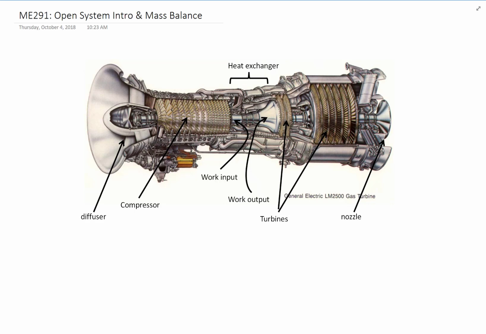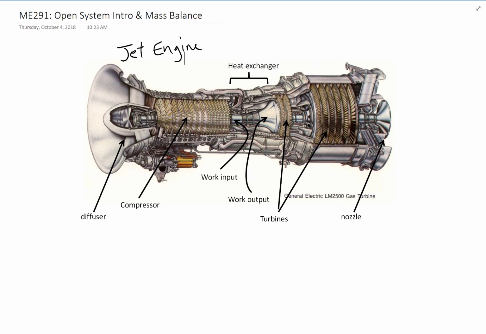As an example, what I show here is a schematic of a jet engine. This is also schematically very similar to a natural gas power plant. But in a jet engine, you have several different components. Air flows into the jet engine through a diffuser, which slows it down. Then it goes through a compressor, which raises it to a high pressure.